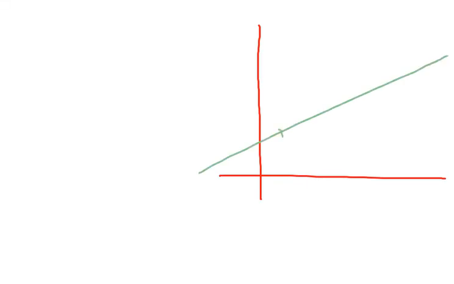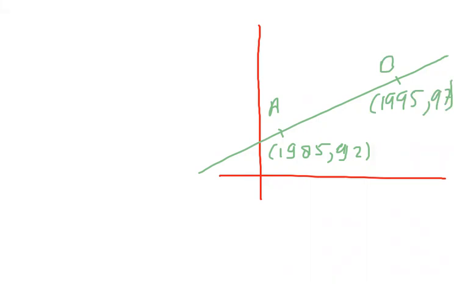This point is A, this point is B. A is with the coordinates 1985, 92. B is the point with the coordinates 1995, 97. We need to calculate the population in the year 2020. In this year, we are going to calculate the population.